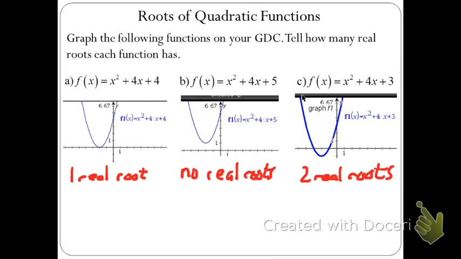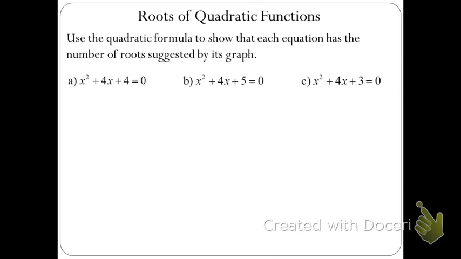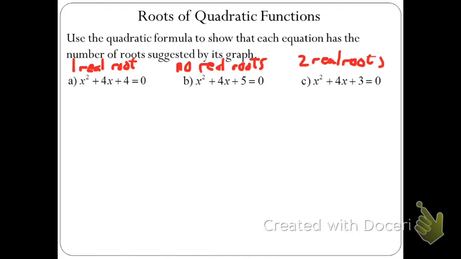Okay, now I want to do something else with those same equations. I've modified those equations slightly. Instead of making it f of x equals x squared plus 4x plus 4 and so forth, I changed the f of x to a 0. Because if you're trying to find x-intercepts, you're going to let y equal 0 anyway, so that makes sense. And what I'd like us to do now is to use the quadratic formula to show that each equation has the number of roots suggested by its graph. Meaning, I want to show that these equations have these indicated number of roots, because that's what we found out about the same equations in the previous example.